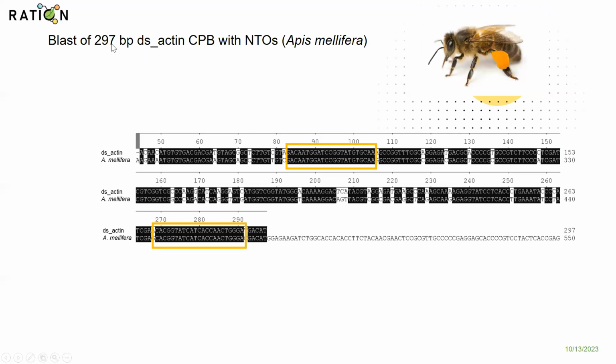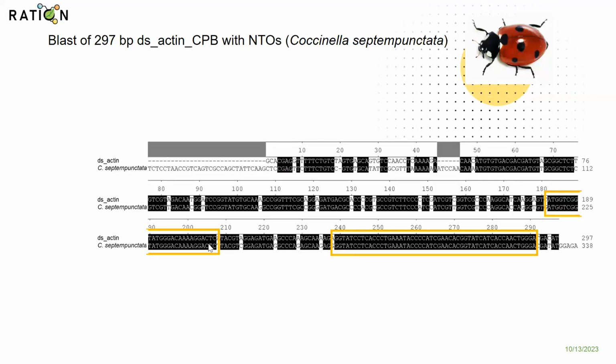And this double-strand RNA has been shown to be very efficient against the CPB. So we aligned the sequence of this double-strand RNA with the actin sequence from different non-target organisms, and we can see here this could theoretically target also the honeybee. As you can see here, we have stretches of more than 21 nucleotides. I show you only some of the examples, not all of them. Here, for example, the alignment with the ladybug, and you can see here that we also have a long sequence homology between our double-strand RNA and the non-target organism.